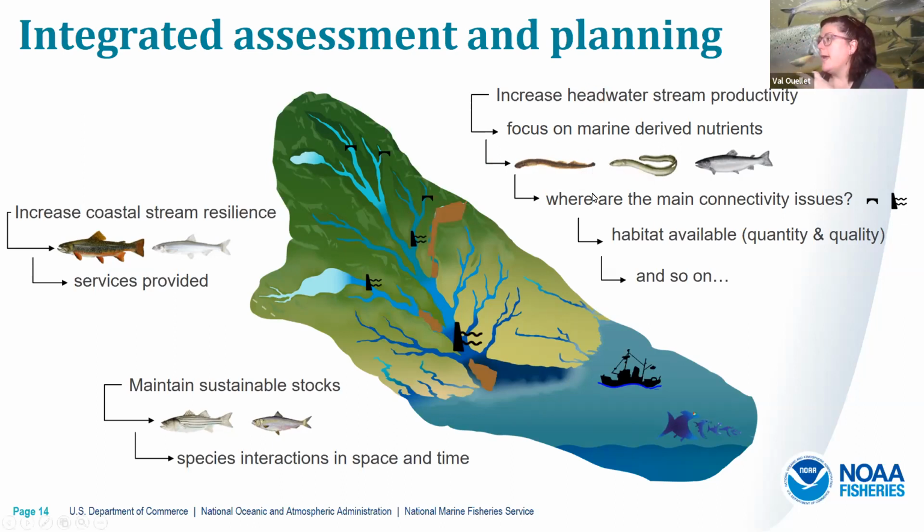Once we know all that, then we can get into what I call the integrated assessment, which is looking at, okay, I want this species here to be able to increase that productivity. So what do we need to do? Where are the connectivity issues? Like what needs to be fixed? Once we fix that, do we have enough habitat? Is it of quality and quantity, and so on and so on? And then you do that going down your watershed to the estuaries and the marine.